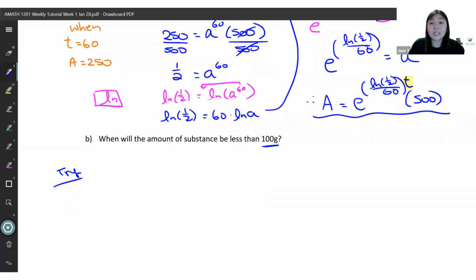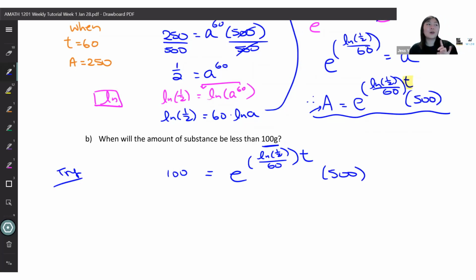100 grams, this is an amount. So we're going to plug it into our A. So we have 100 equals E to the ln 1/2 over 60 T times 500. It's messy, so messy. And I'm getting a lot of questions saying, is there a way to simplify this into a simpler form like we've seen in high school? I'm going to show you how to do that in a second, but let's focus on this question for now. I'll get back to it in a sec.